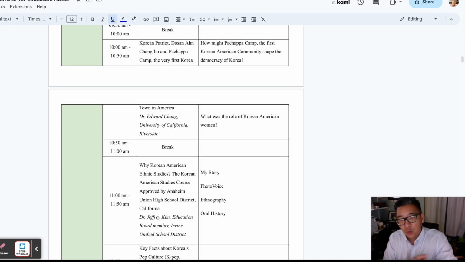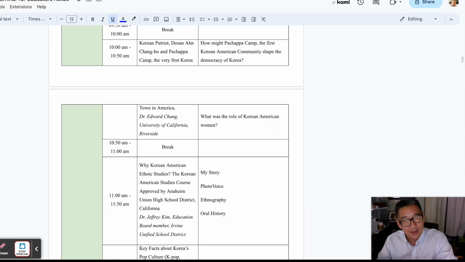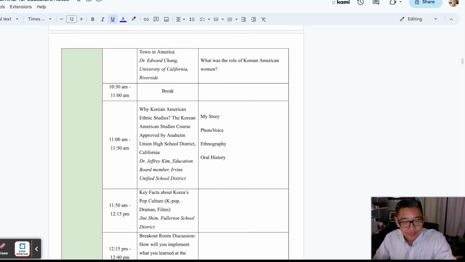And then also the role of Korean American women in all this. Oftentimes, when we think about various folks that are highlighted in history, there's a focus on men, but I think focusing on women is also very powerful. What are the stories of Korean American women who made an impact in this first Korean American community? That'd be a great story as well.